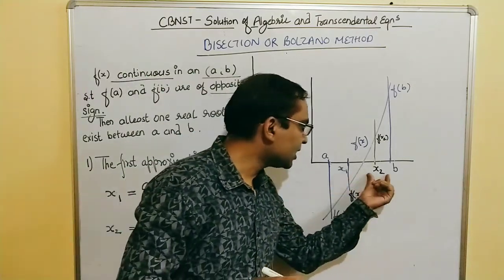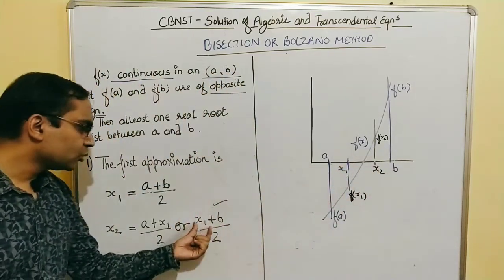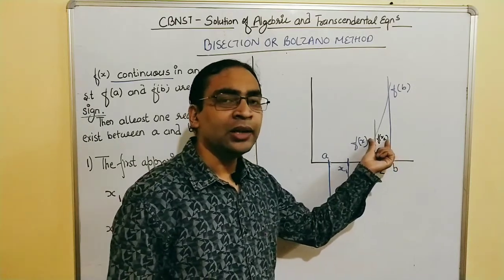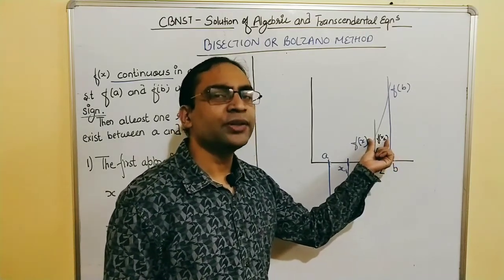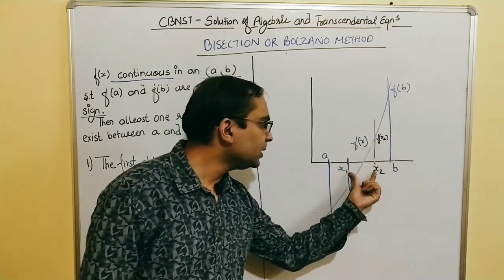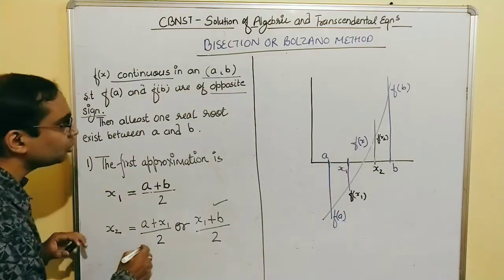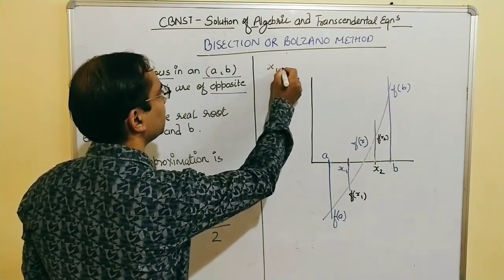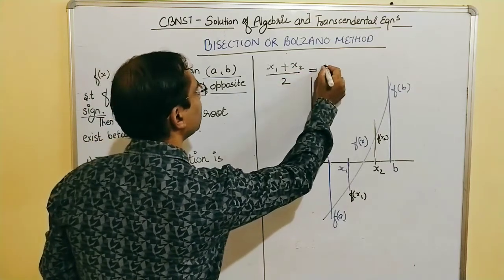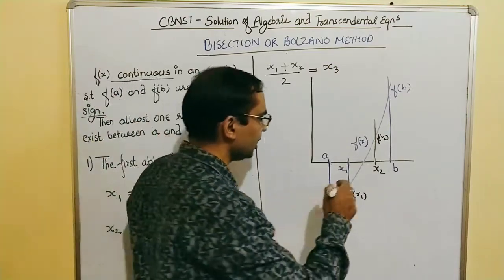So now we will take this as the new selected point and we have to choose one more from the old values, let's say x1 and b. At this x2, the function's value is positive. So we'll take the endpoint at which the function's value is negative, that is x1. So our new interval will be x1 comma x2. So let me write it here, x1 plus x2 divided by 2 will be our next approximated root, that is x3. So let us see if the x3 comes at this point.